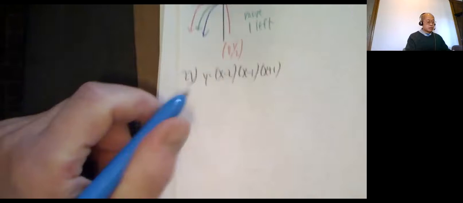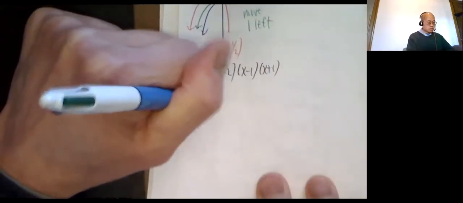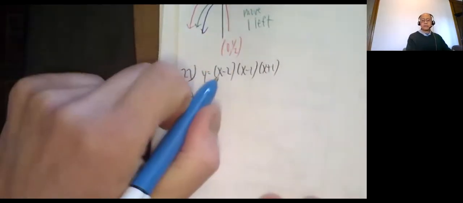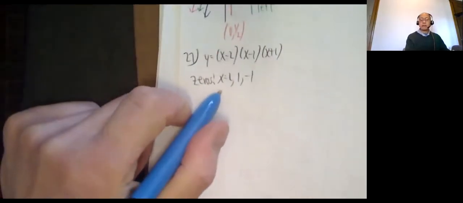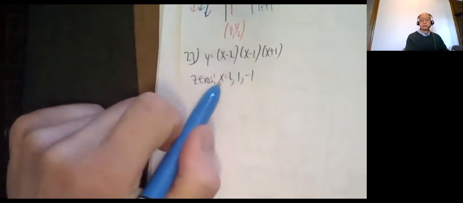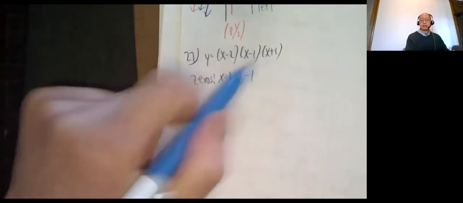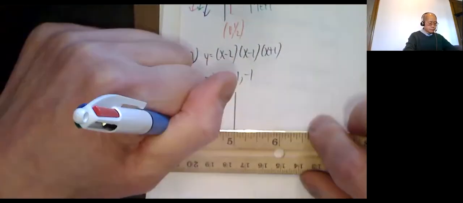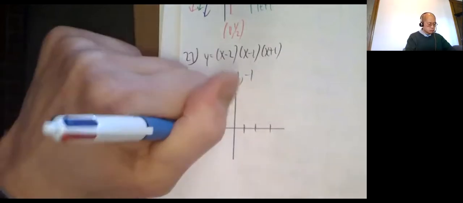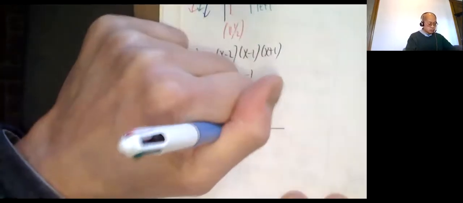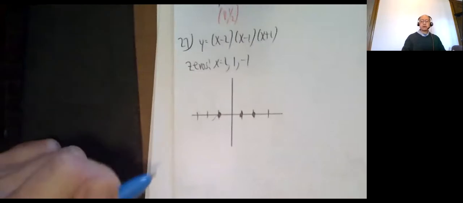Okay, so how do I graph this? First, let's just get the zeros. Let's pretend this is 0. So x equals 2, 1, and negative 1, right? What makes that 0? 2. What makes that 0? 1. What makes that 0? Negative 1. So right now on the graph, I'm just going to go like this: negative 1, 0; 1, 0; 2, 0.